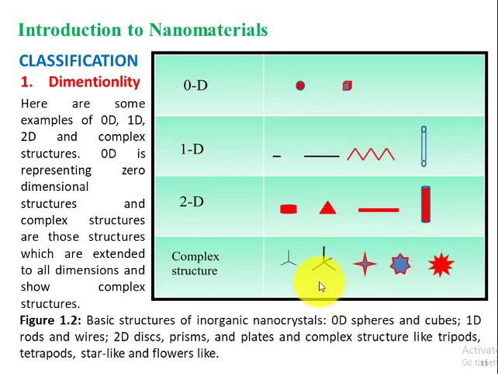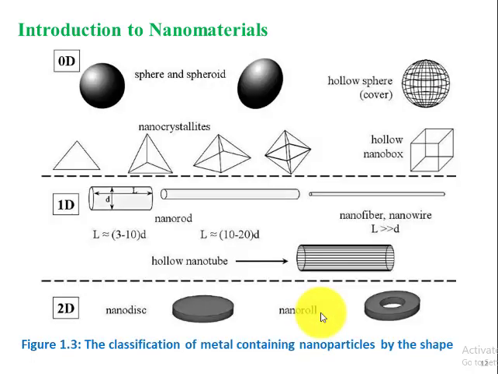So all of these structures are three-dimensional nanomaterials. Figure 1.3 represents some examples of metal-containing nanoparticles whose shapes are given here. First of all, zero-dimensional nanomaterials can be spheres, spheroids, hollow spheres, nanocrystallites, or hollow nanobox shaped materials.